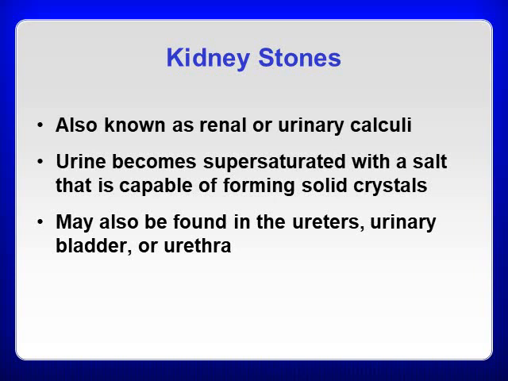But if we start with kidney stones, kidney stones are basically when the urine becomes supersaturated and they end up forming solid crystals, and they could be formed in various areas. They can be found in the ureters, the urinary bladder, or the urethra. So basically anywhere along that tract you could have the stone form.